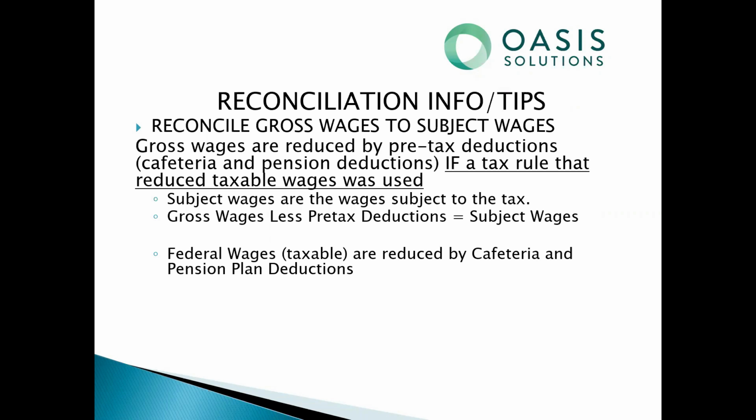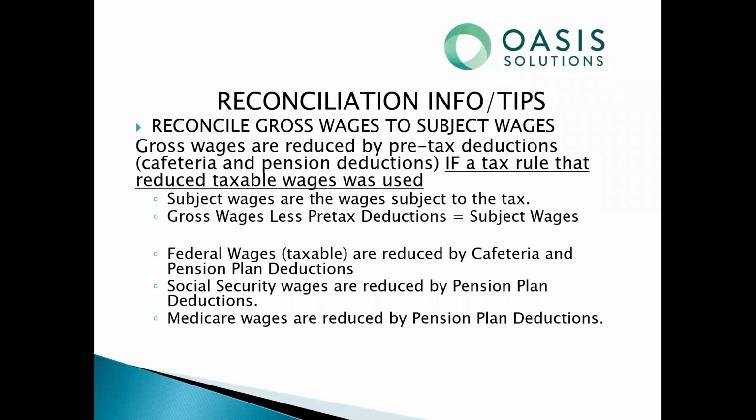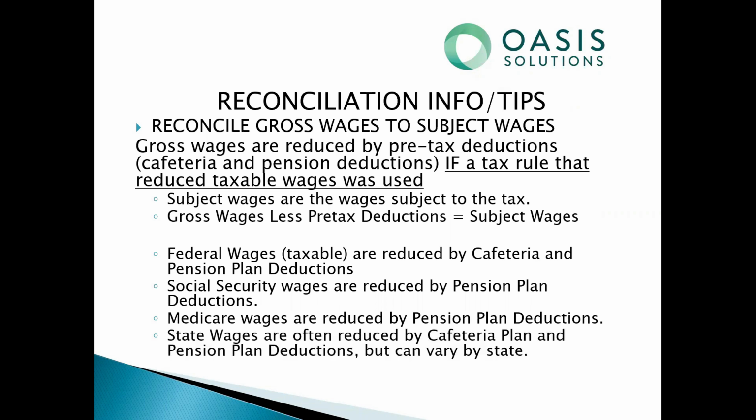Remember, federal wages can be reduced by cafeteria plan and some pension plan deductions, again, those that are set as pre-tax. And your Social Security wages are reduced by pension plan deductions, again, pre-tax, as well as Medicare wages are reduced by those as well. As far as state wages, they are also often reduced by the cafeteria plan and pension plan deductions as the federal government goes, but that can vary by state. In Kentucky, Kentucky tends to follow along the same path that the federal government uses in terms of determining what your subject wages are.